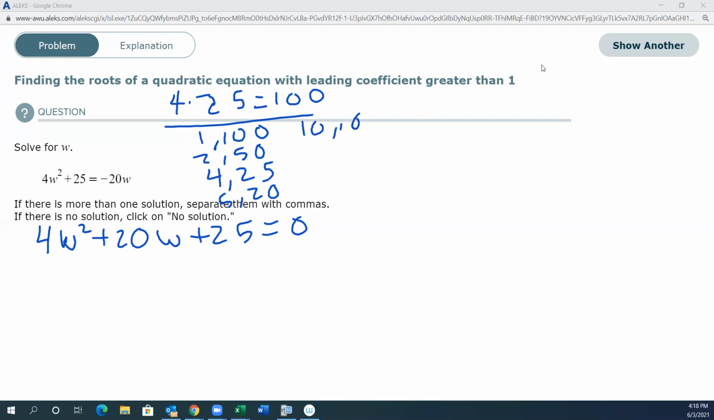Okay, and I need a pair that's going to multiply to 100 and add up to 20. So 10 and 10. Oh, this is a perfect square trinomial. We could have done it with a perfect square trinomial. I don't tend to think of that usually, so whatever. All right, so 4w squared plus 10w plus another 10w plus 25 is 0.